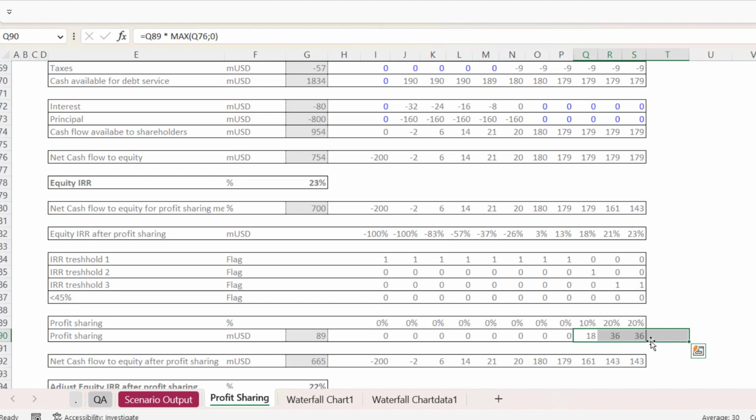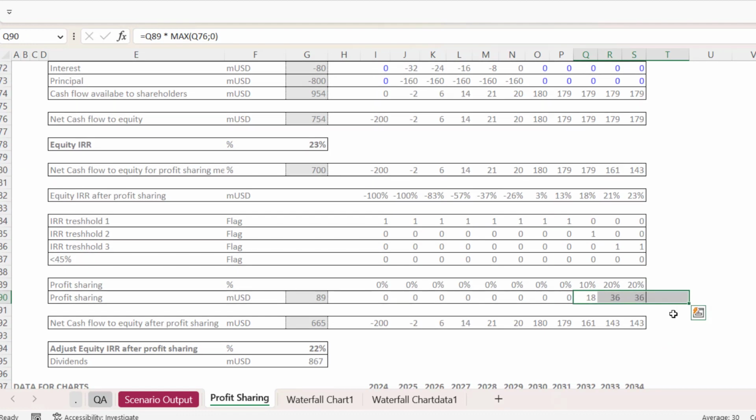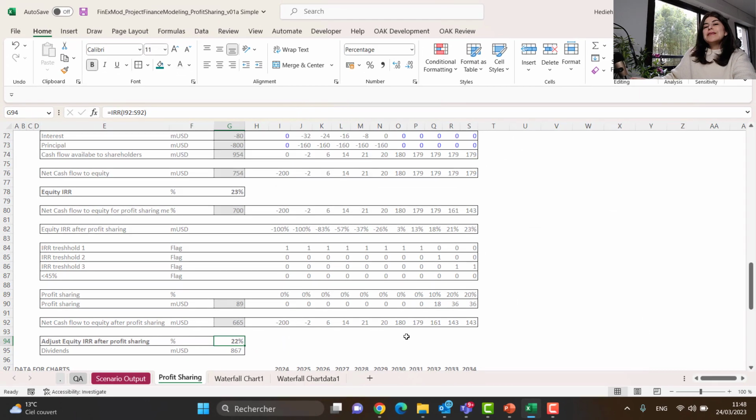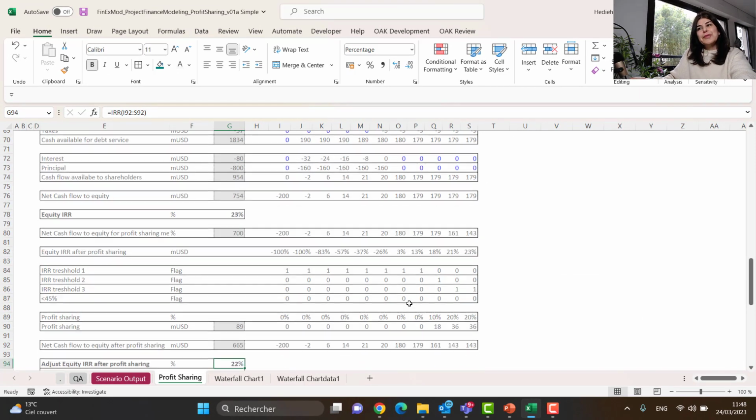So now that you have the profit sharing, you just need to do a last step, which is to calculate your adjusted equity IRR after profit sharing. Basically, you take your dividends and deduct the profit sharing from it, and it's going to give you the net cash flow to equity after profit sharing. You simply get the IRR of it, and it's going to give you the return after profit sharing. So this is a simple calculation needed for this IRR trigger mechanism.